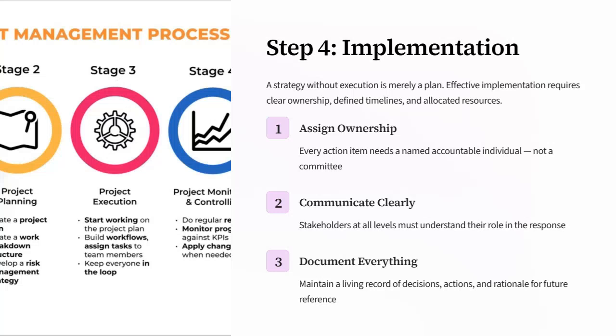Step 4 focuses on turning strategy into action. A strategy without execution is merely a plan. Effective implementation starts by assigning a single accountable owner to every action item, rather than leaving responsibility with a committee. Communication is equally important, so stakeholders at every level understand their role in the response. Finally, document everything in a living record, including decisions, completed actions, and the reasoning behind them. Clear ownership, clear communication, and thorough documentation keep implementation coordinated, visible, and easier to manage over time.